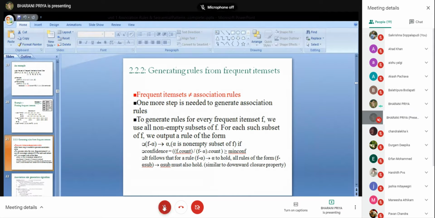Yes, ma'am. In the last class, we have seen how to generate the frequent item sets. Okay, any doubts in the previous class?